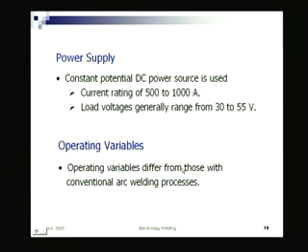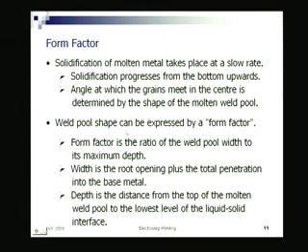Well, other features are power supply. Here generally you use a constant potential DC power source, right. Current ranging from 500 to 1000 ampere. The voltage is generally arc voltage, essentially 30 to 55 volt, and the operating variables differ from those of conventional welding processes, right. There is something called form factor, an aspect that was not there in the other welding processes, the form factor, right.